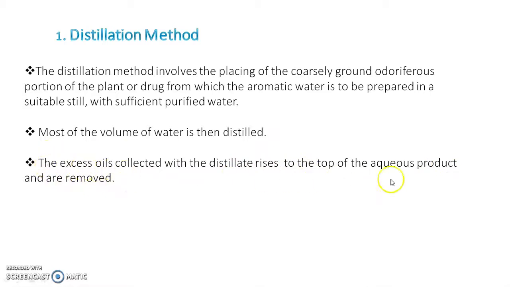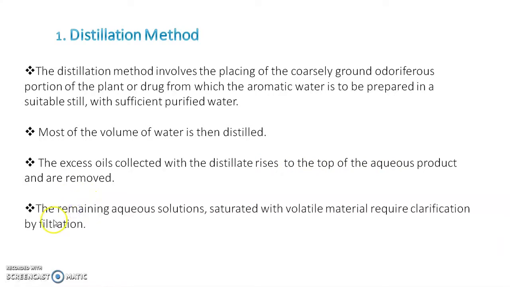The distillate is collected at the top of the product because we are getting this product from the volatile substances, and because they are of a volatile nature, they rise to the top of the aqueous product because they are light in weight. Volatile products are lighter in weight than the water. Then the remaining aqueous solution saturated with the volatile matter requires clarification by filtration.